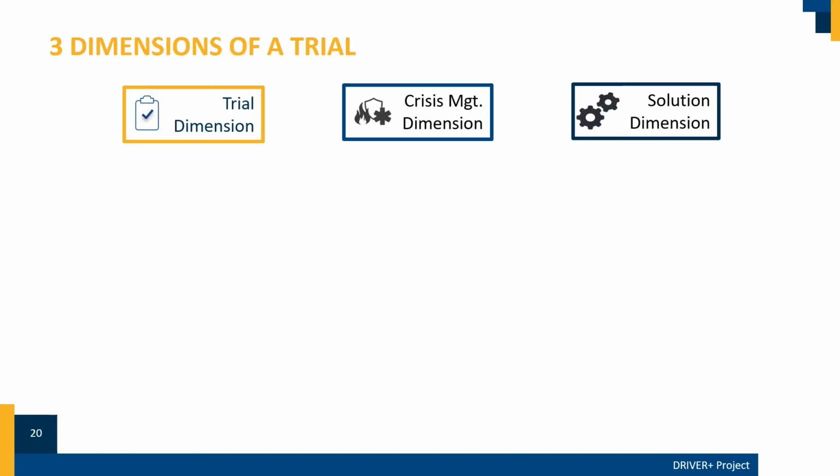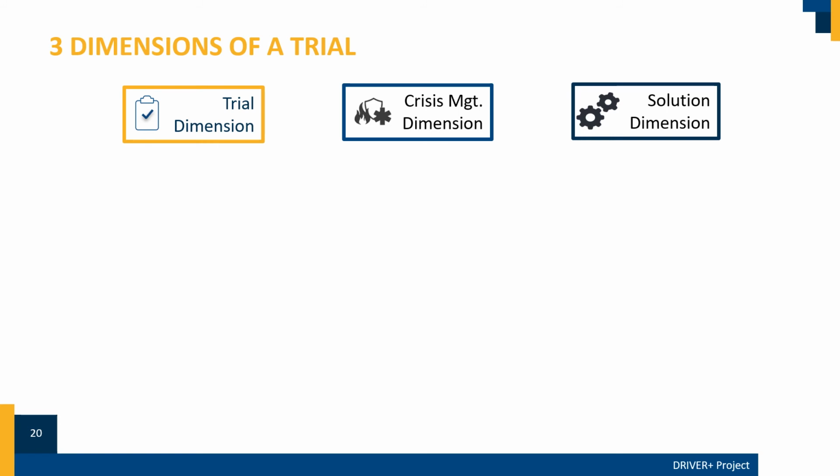When defining the context of your trial, be aware that every trial has 3 dimensions to take into account when organizing it, and when evaluating the results from your trial. First of all, there is the crisis management dimension. This is core to your trial because you want to improve crisis management. But there is also the solution dimension, because the trial is about assessing specific solutions. And there is the trial dimension, or the way you have set up and executed your trial.